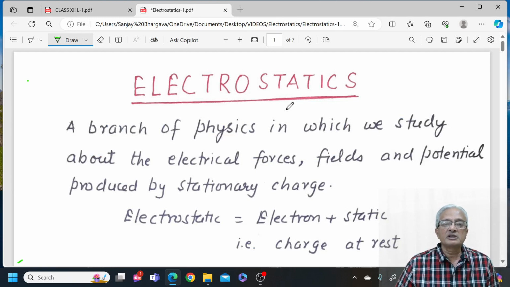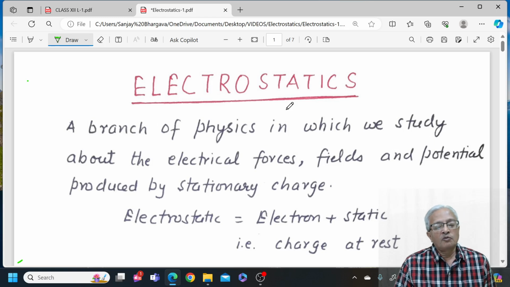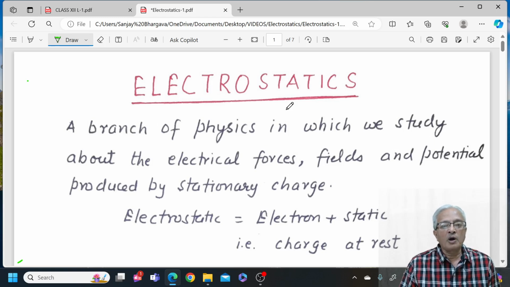In my first lecture, we are going to study about electrostatics. In this first lecture, we will cover what is charge, what are the important properties of the charge, how to calculate the force between the two charges with the help of Coulomb's law. Let us begin with first, what is electrostatics?